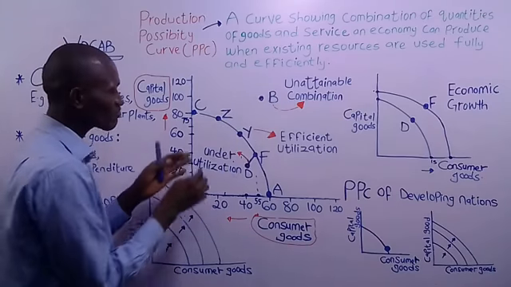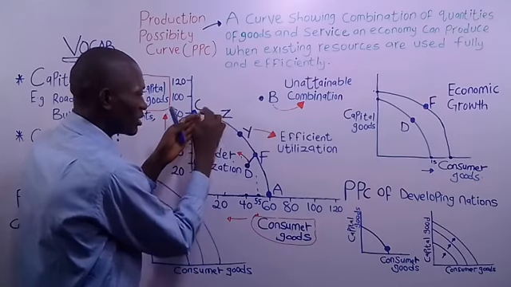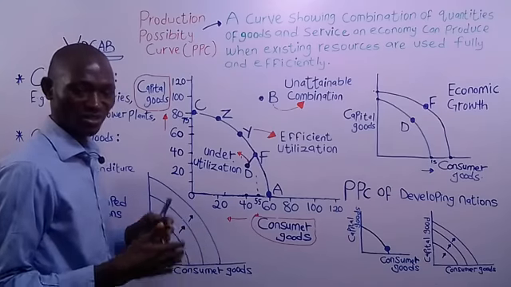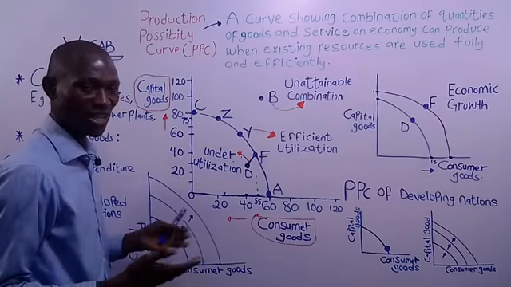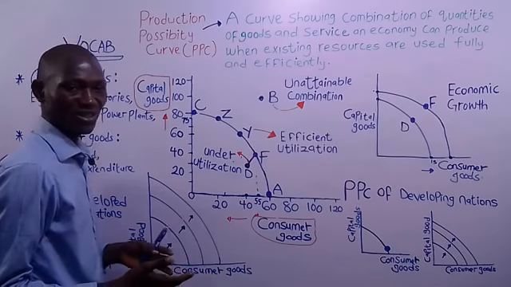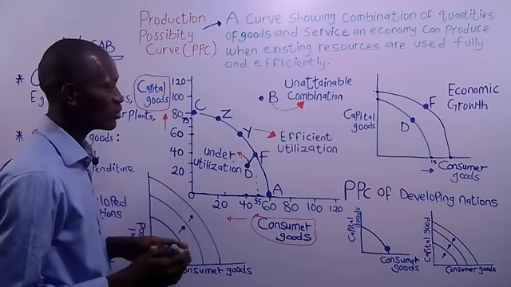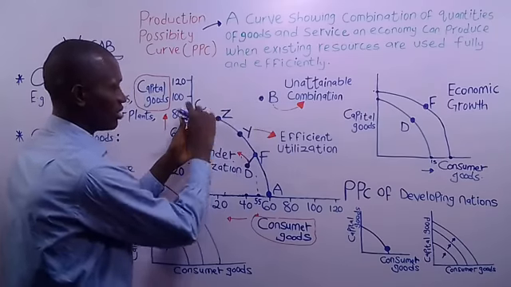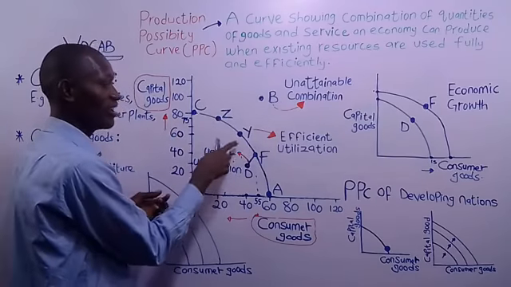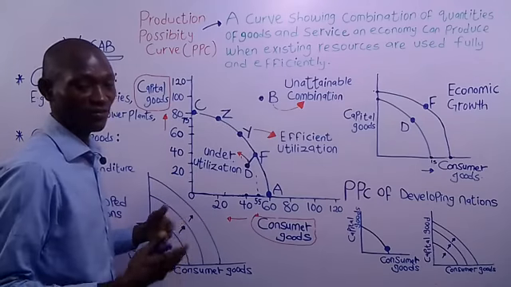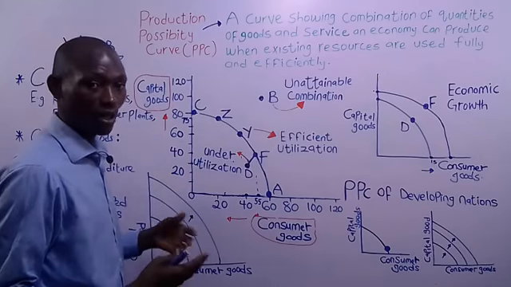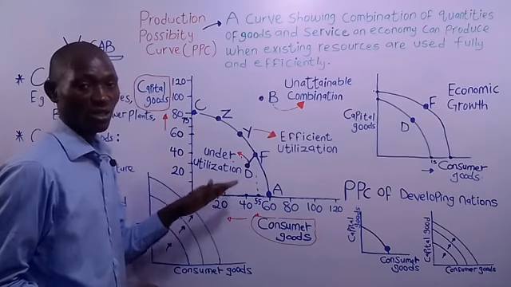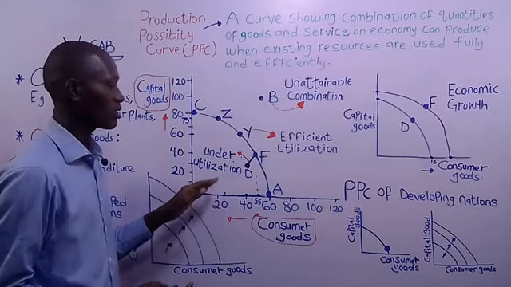So Japan can still be here because the Japanese economy is driven heavily by research and development. The United States, Germany, France, Netherlands, and all that. Those are the kinds of countries that can produce at this point. So Nigeria too can produce at this point only if the economy is driven by local content. So that's the explanation with respect to the production possibility curve.